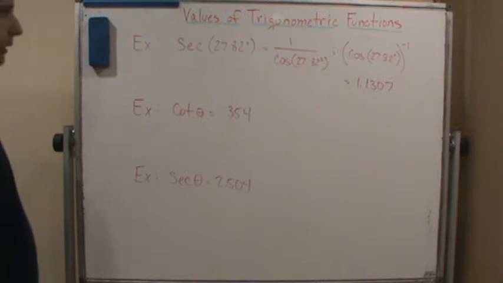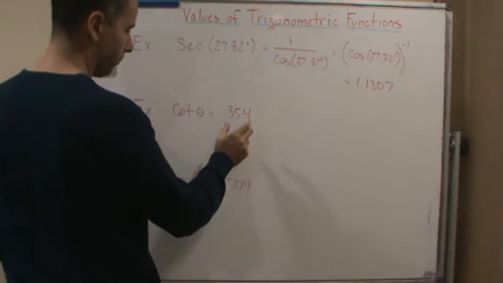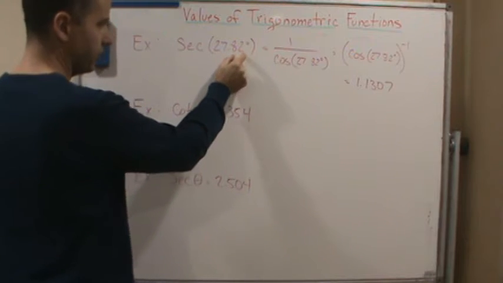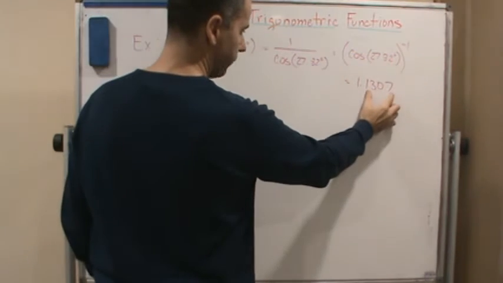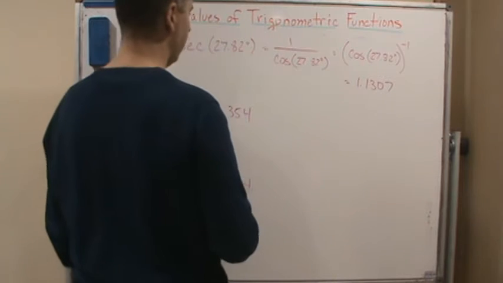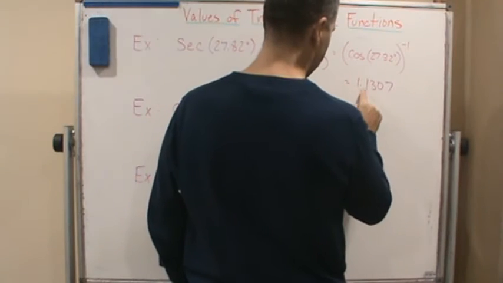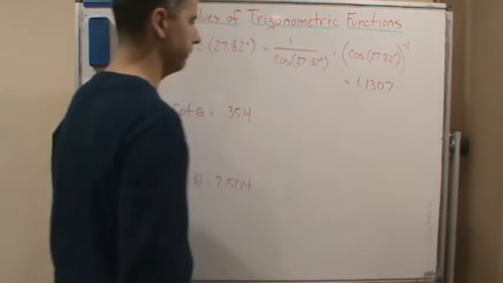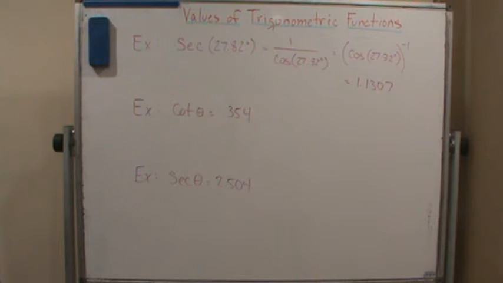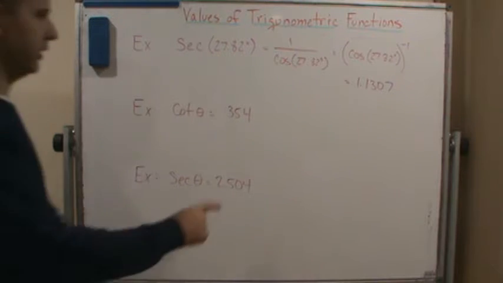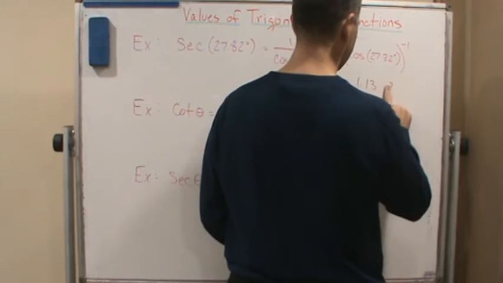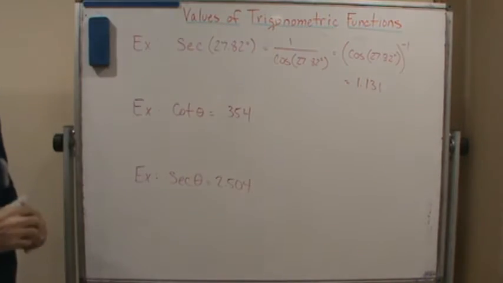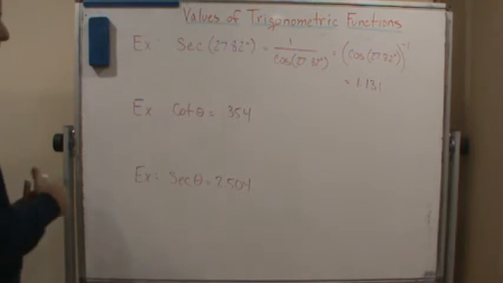Now, we've got two decimal places, so that's why we're going out to 4 significant digits. Oh, actually, hold on. This should be 1. There you go. Now, here we want to find theta.